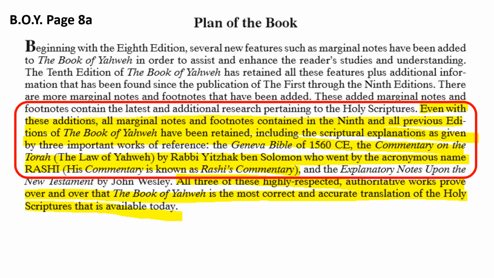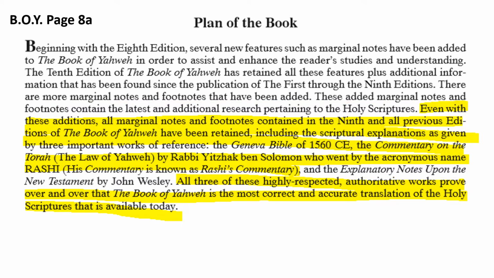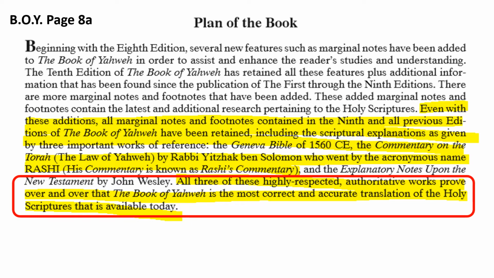And we'll be talking about this in just a second, of how interesting it is that they choose these two, I guess, different texts to claim the superiority of their translation, which in this next line, they go on. And also, I'm not going to deal with anything dealing with the New Testament. That's something else. I won't be dealing with that. But it says here that all three of these highly respected authoritative works prove over and over that the BOY is the most correct and accurate translation of the Holy Scriptures that is available today. So that's a pretty big claim.